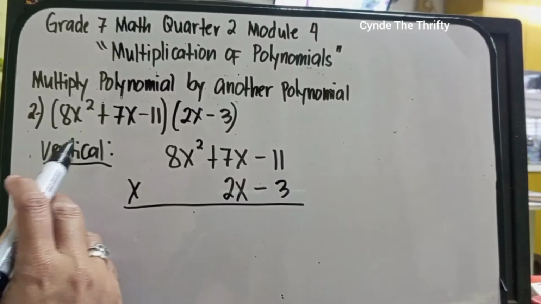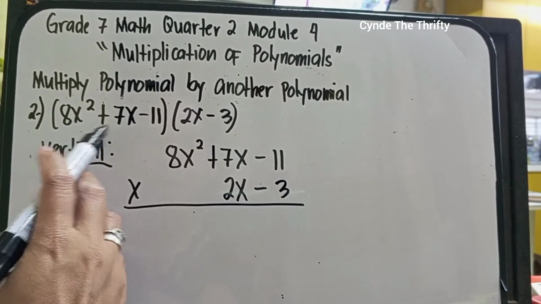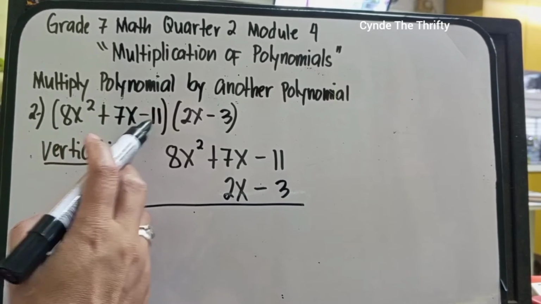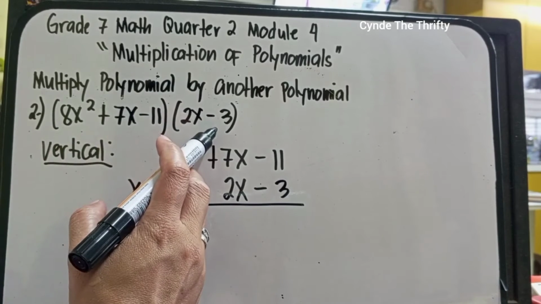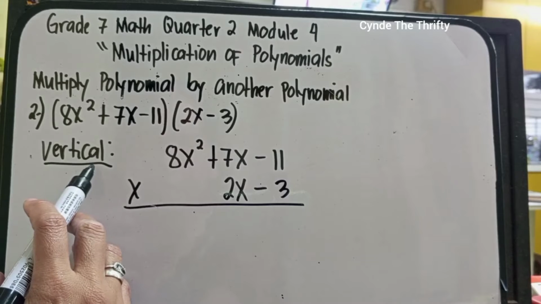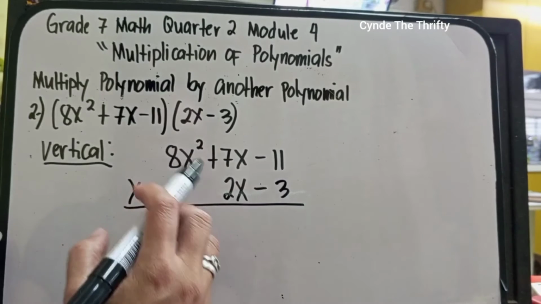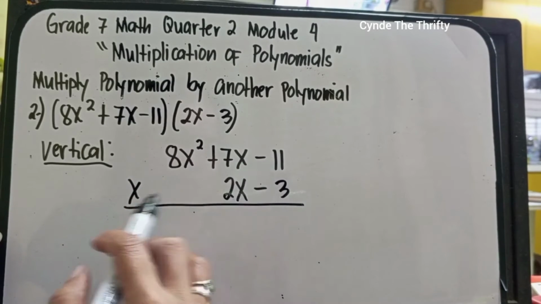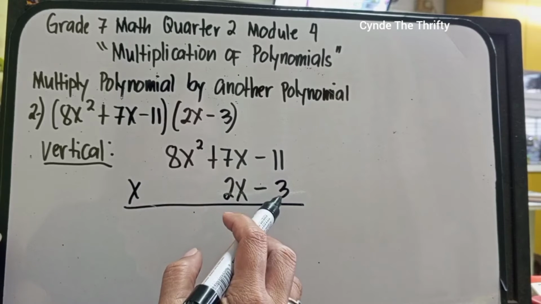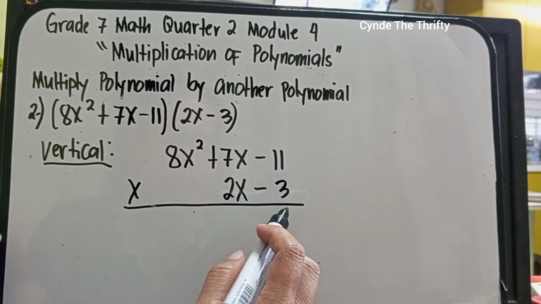Another example tayo, meron tayo ditong 8x squared plus 7x minus 11 multiplied by 2x minus 3. So, uunahin natin ang vertical method. So, 8x squared plus 7x minus 11 multiplied by 2x minus 3. So, same lang sa normal na mga number.